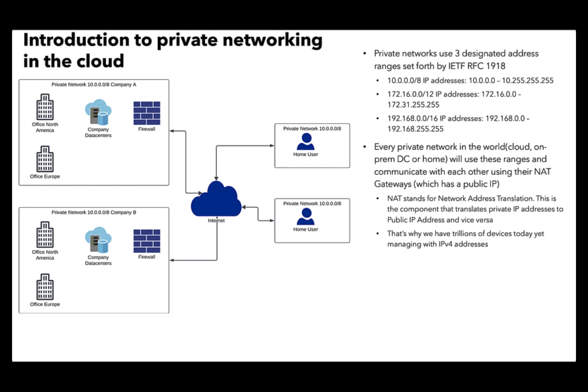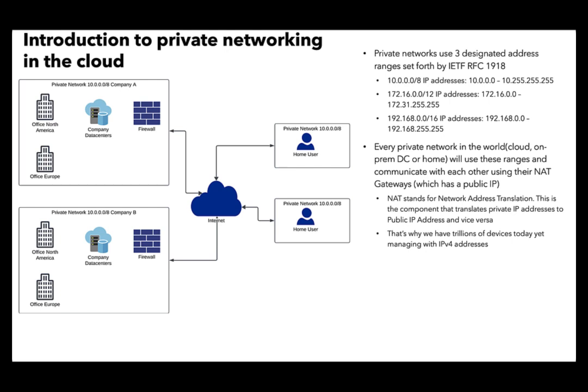This is all possible because of this private networking concept. Private networks use the three designated address ranges that I've shown on the slide: the 10 dot address space, the 172 address space, and the 192 address space. And these are set forth by the IETF RFC 1918. That means that everybody who is implementing private networks must follow these protocols and use these address ranges.